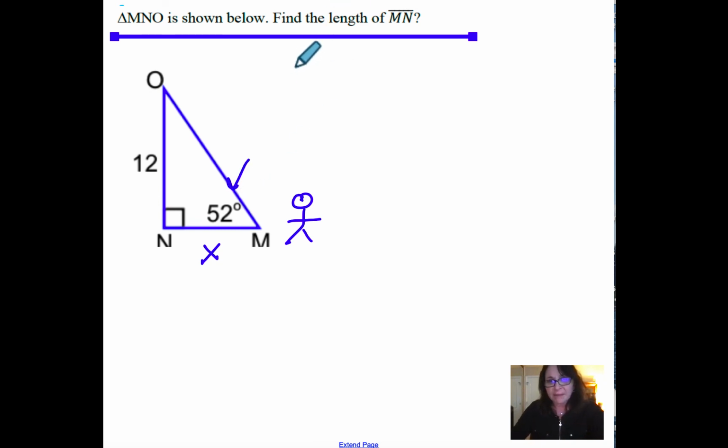equation. You would say tangent, because tangent uses opposite and adjacent and not the hypotenuse. So tangent of 52 degrees is equal to the opposite side over the adjacent side.